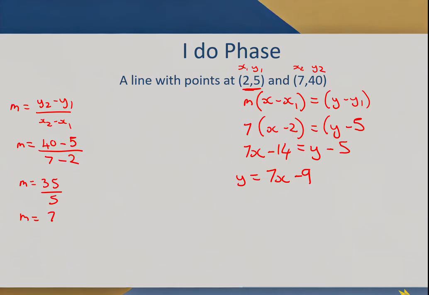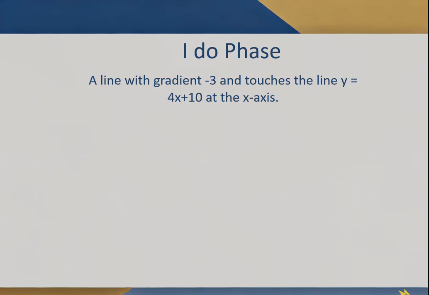Okay, let's look at the next question. A line with gradient negative 3 and it touches the line y equals 4x plus 10 at the x-axis. So if we know the gradient and we know it touches this line at the x-axis, what does it mean by x-axis? Well, we know if it's at the x-axis, then our y is going to be 0. So let's find out what that x point is.